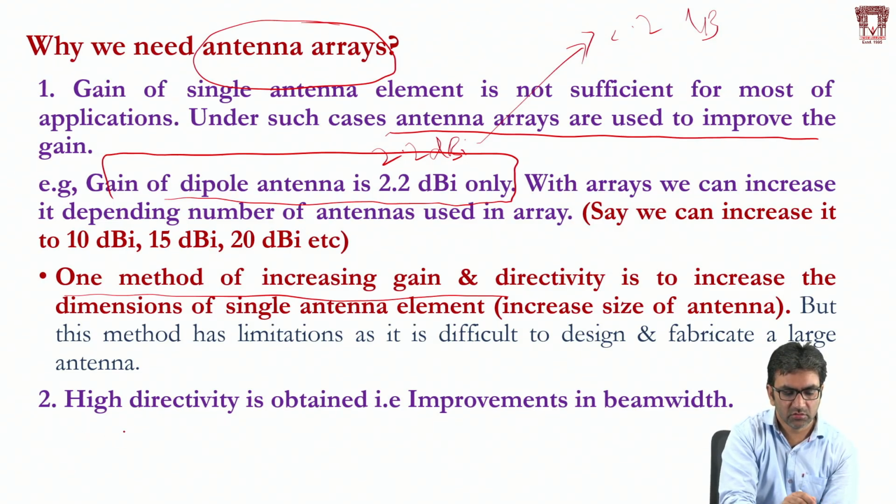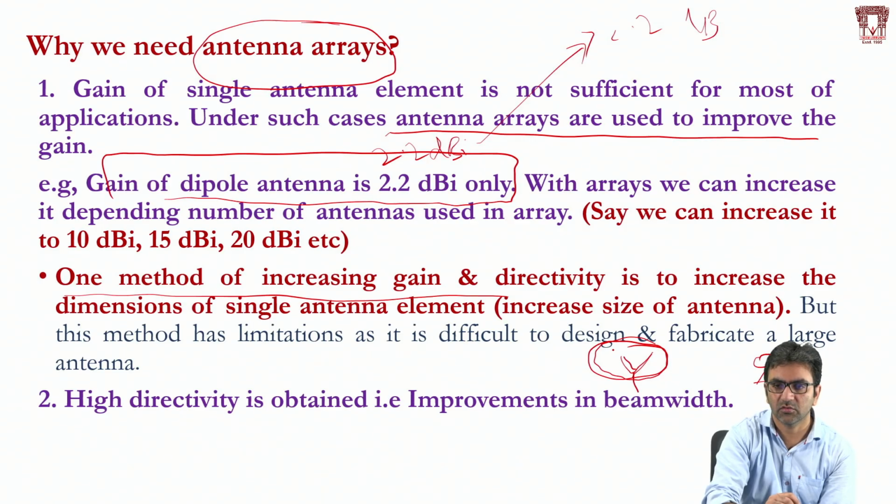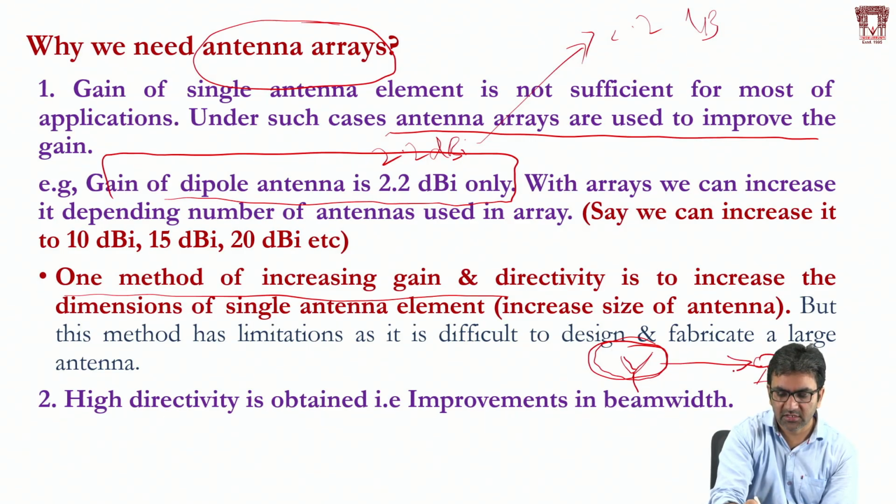Another answer to this question is that sometimes we need a point-to-point communication. For example, if this is the antenna here, and this is the user, the antenna usually will radiate. If it is an omnidirectional antenna, it will radiate like this. But we need a point-to-point communication like this, to this user.